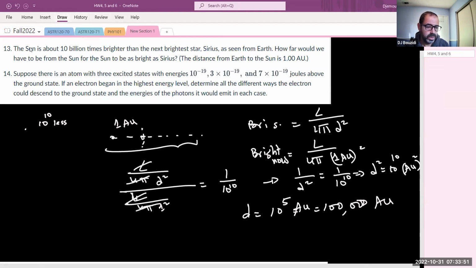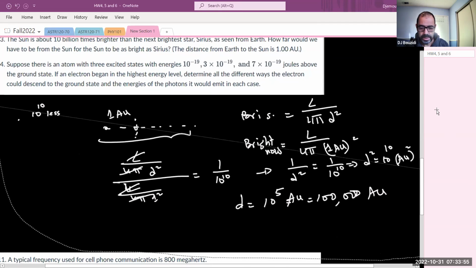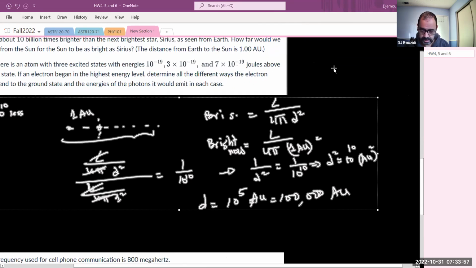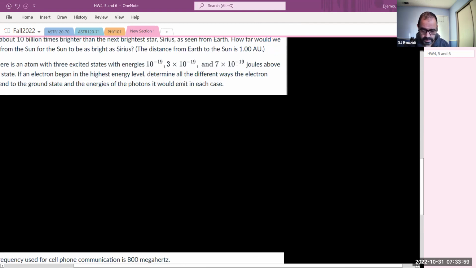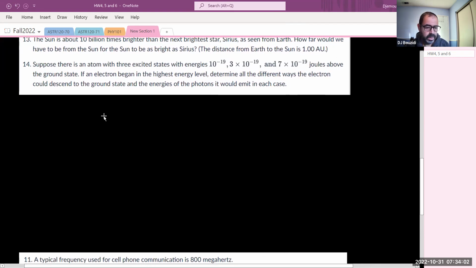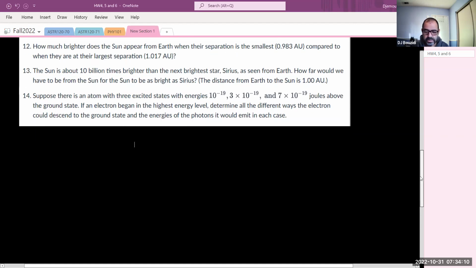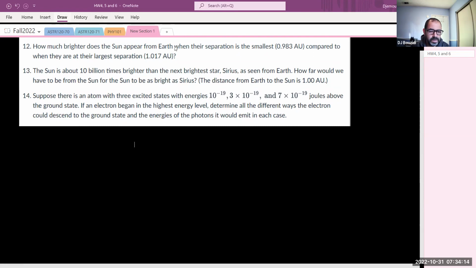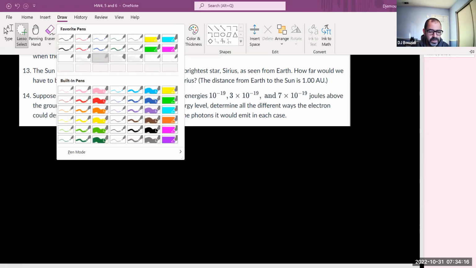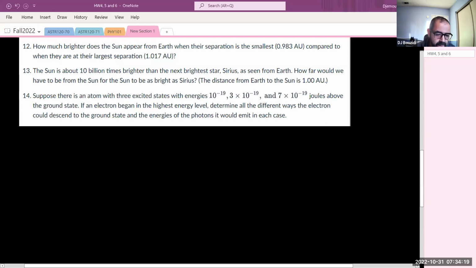Okay, and let me go to this tool and erase everything, delete. Suppose there is an atom with 3 excited states. So it has a ground state and it has 3 excited states. Let me go back into my drawing pen here. The background is black, so I have to use this pen here.